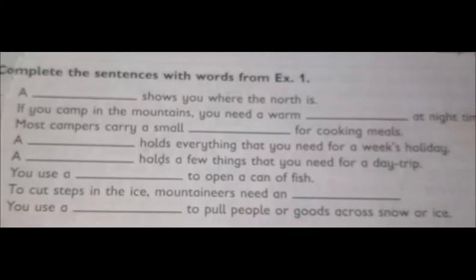Okay? In exercise 2, complete these sentences with the words from exercise 1. This question is included in your assignment and you have to do it by yourself. You will find the exact word that is suitable for this sentence. For example, the first one is, a dash shows you where the north is. So you have to name the device that tells you about the directions.